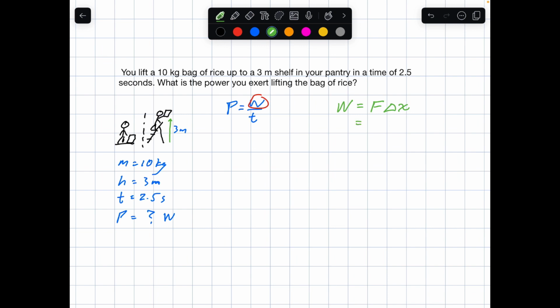The force that you exert would have to be contrary to the force that the earth exerts. So it would be mg. Basically, you're lifting the bag of rice. You're working against the weight of the bag of rice. And then the delta x is the same as the height, mgh.